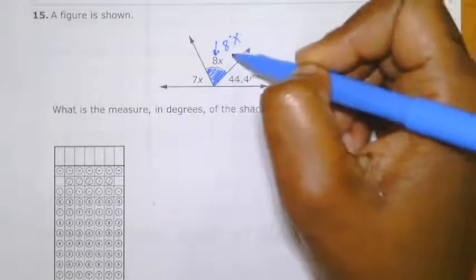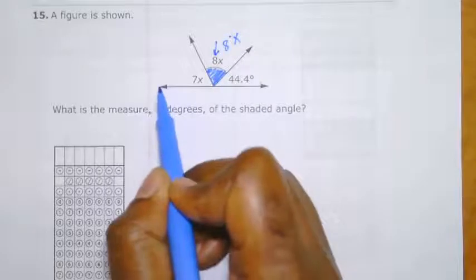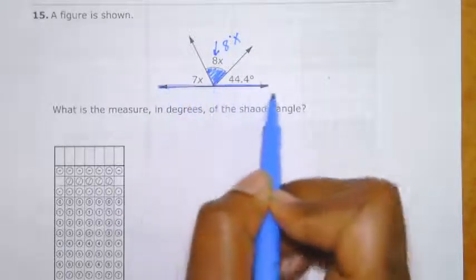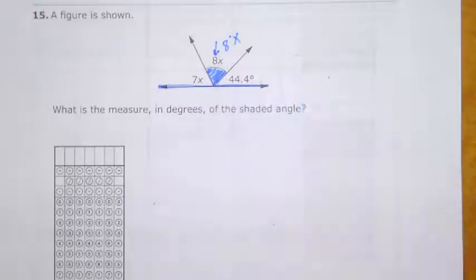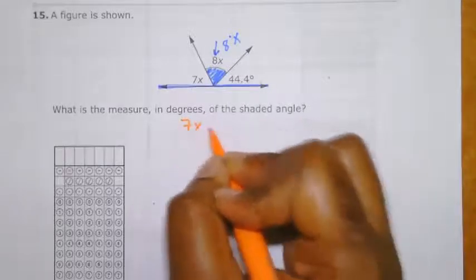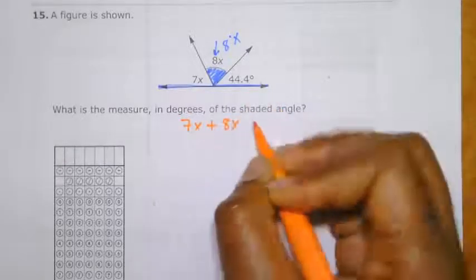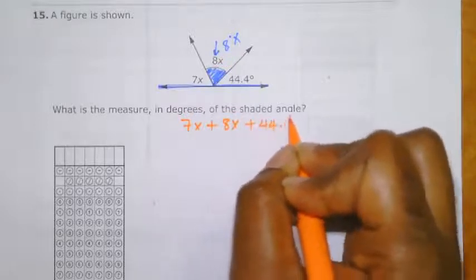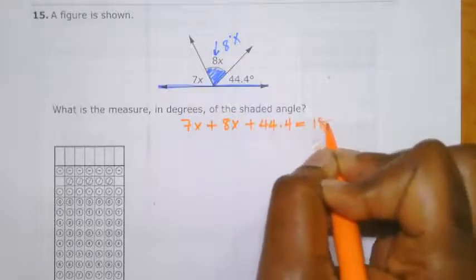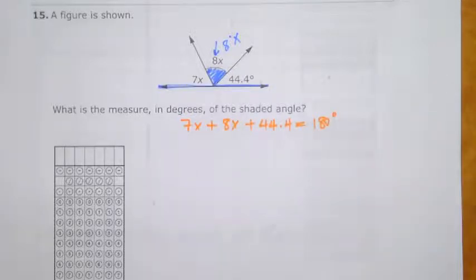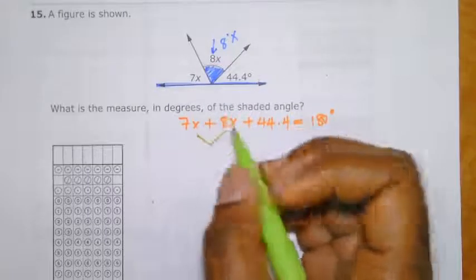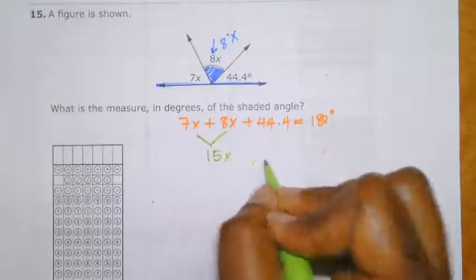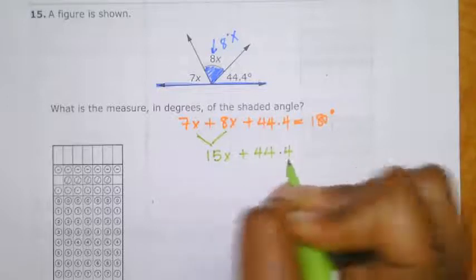So we already know that angles on a straight line sum to give us 180. So it's going to be 7x plus 8x plus 44.4. And that should sum to give us 180. So we're forming an equation: 7x plus 8x plus 44.4, and this should give us 180 degrees. When I add these two, because they're like terms, you can simplify. That's going to give us 15x plus 44.4 equal to 180.